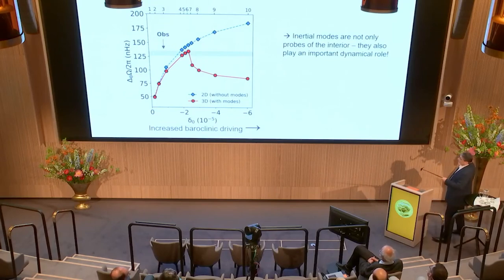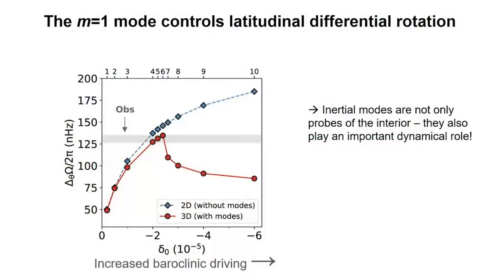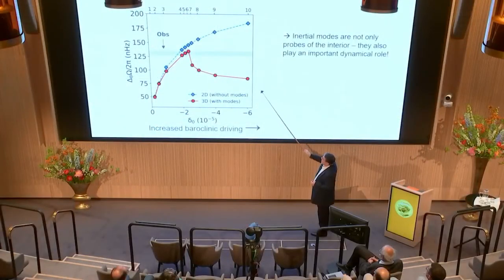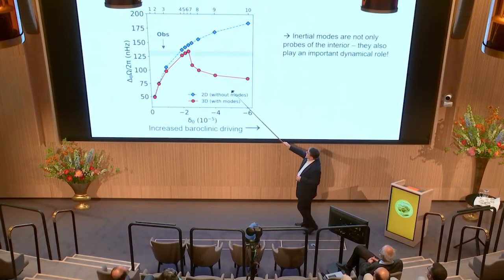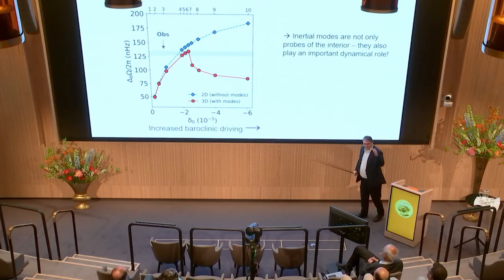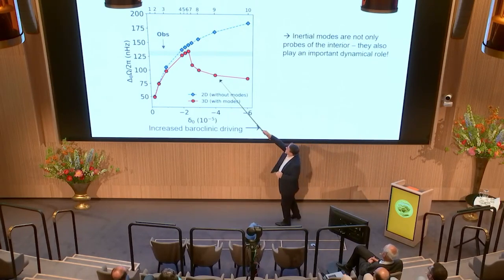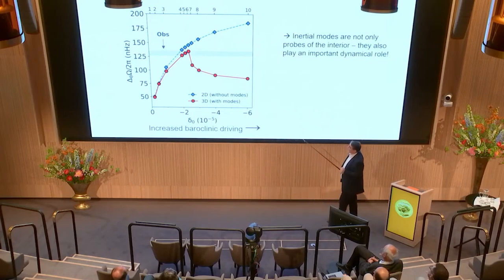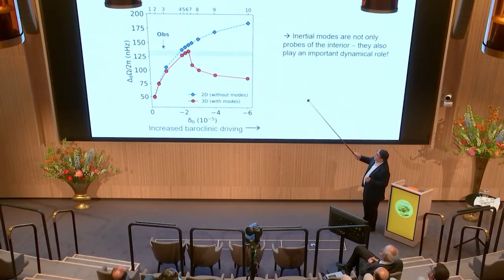Oh, that gets even more interesting here. I won't go into explaining what this means exactly on the x-axis, but the idea is if we excite this m equals 1 high latitude mode to very high amplitudes, it will back react on the differential rotation in such a way that latitudinal differential rotation cannot be above a certain value. That's what we see with this curve that reaches a maximum here. Okay, and so we claim here that the m equals 1 mode controls the latitudinal differential rotation.